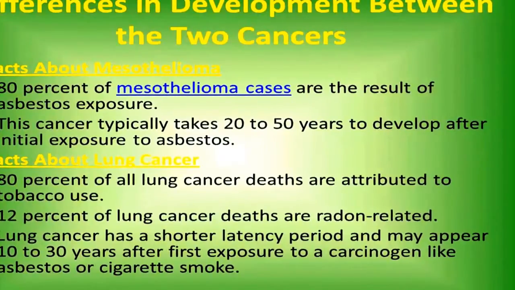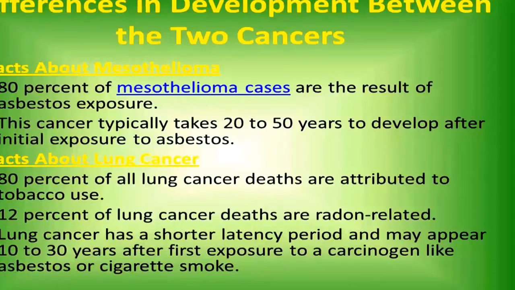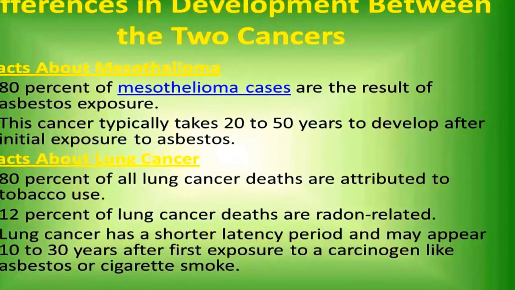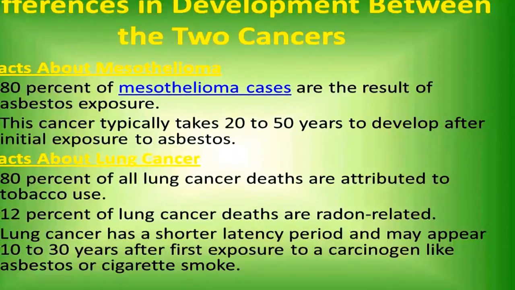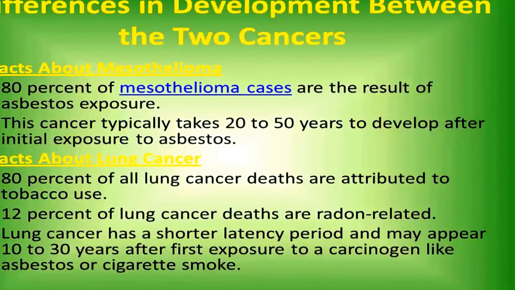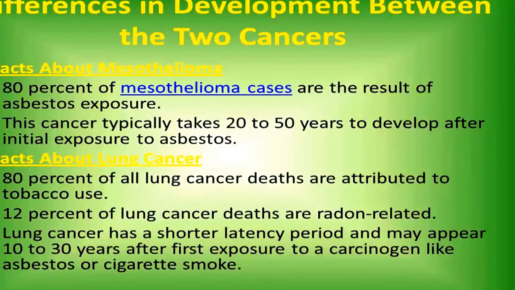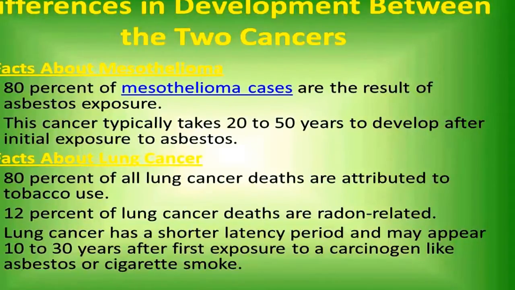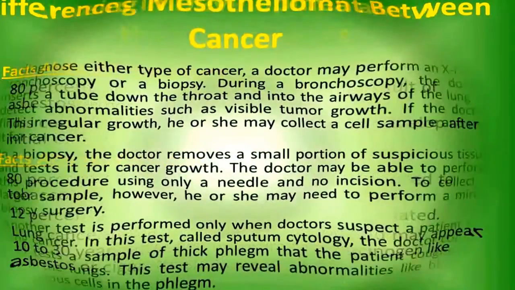Facts about mesothelioma. 1. 80% of mesothelioma cases are the result of asbestos exposure. 2. This cancer typically takes 20 to 50 years to develop after initial exposure to asbestos. Facts about lung cancer. 1. 80% of all lung cancer deaths are attributed to tobacco use. 2. 12% of lung cancer deaths are radon-related. 3. Lung cancer has a shorter latency period and may appear 10 to 30 years after first exposure to a carcinogen like asbestos or cigarette smoke.